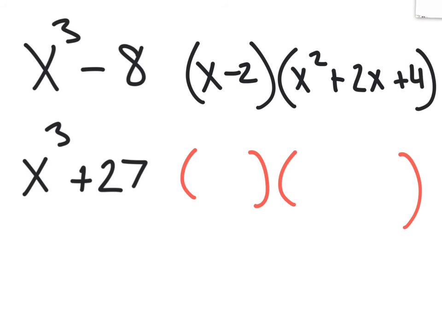Binomial times a trinomial. What's the binomial right here? X plus 3, which means right here you have an x squared. Over here you have a 3 squared, which is a 9, and you have 3x in the middle. And if there was a plus in the binomial, there's a minus in the trinomial.